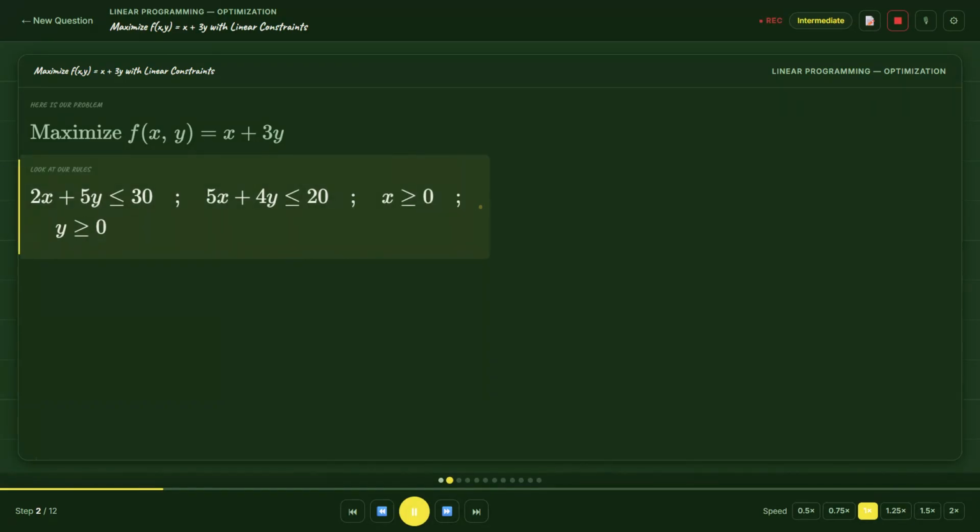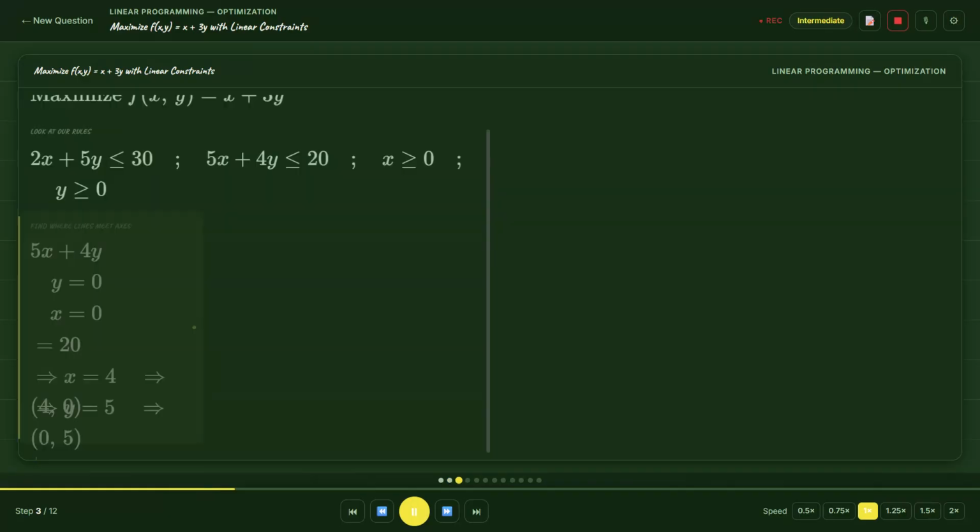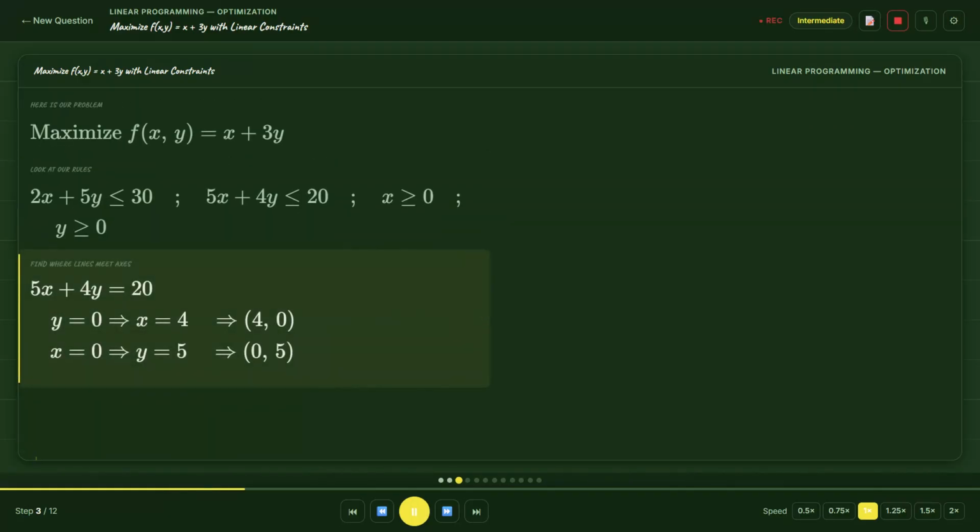Here are our rules. The x and y we pick must make all 4 of these true at the same time. The last 2 rules tell us x and y cannot be less than 0, so we stay in the top right part of the graph. Let's find the important points.